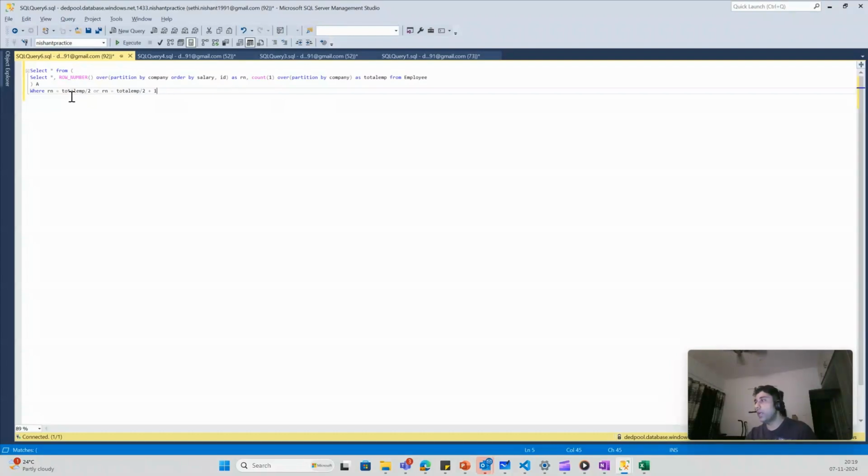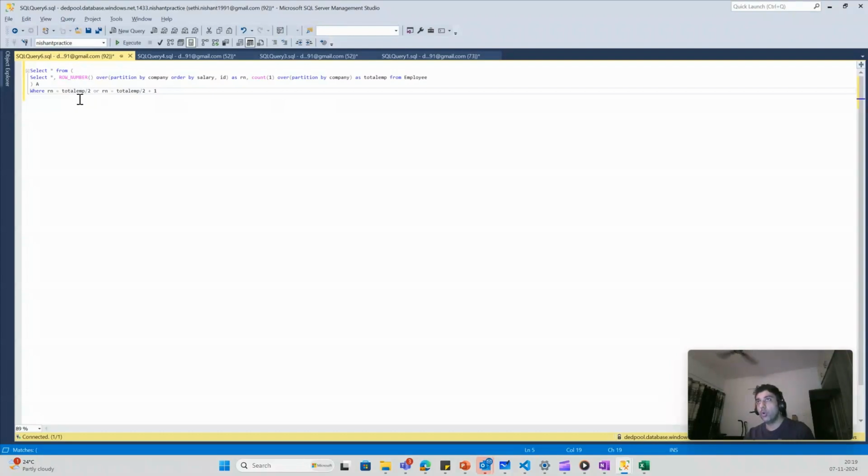But now what if my total employees is odd, for example, 5? Now this will give me 5 divided by 2. This will give me 2, it won't give me 2.5. Why? Because this is an integer division. Why is this an integer division? Because both total employee and 2 are integers. None of them is a decimal point number, none of them is a float. So that's why this will be an integer operation, and whatever the result is, it will give me the lower nearest integer to that result.